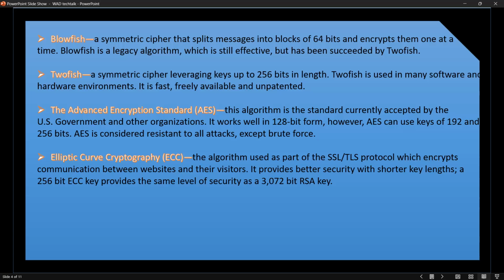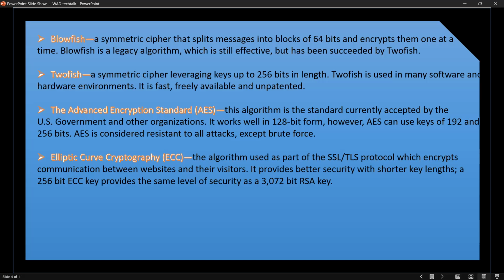The Advanced Encryption Standard, AES. This algorithm is the standard currently accepted by the US government and other organizations. It works well in 128-bit form. However, AES can use keys of 192 and 256 bits. AES is considered resistant to all attacks except for brute force.